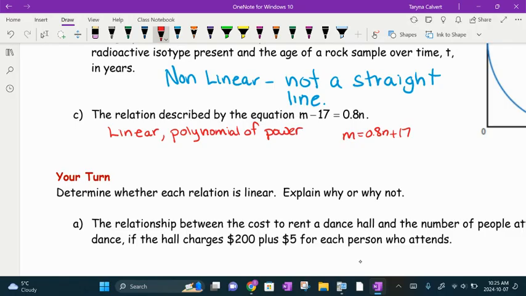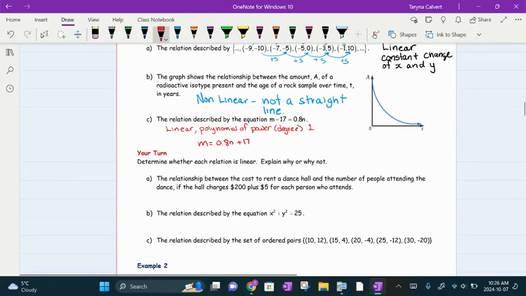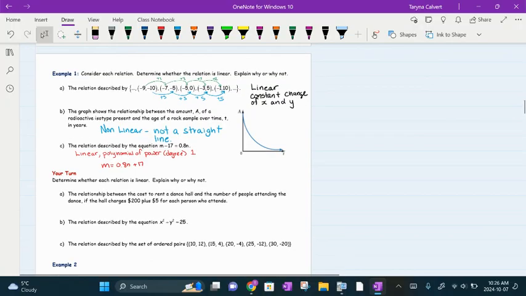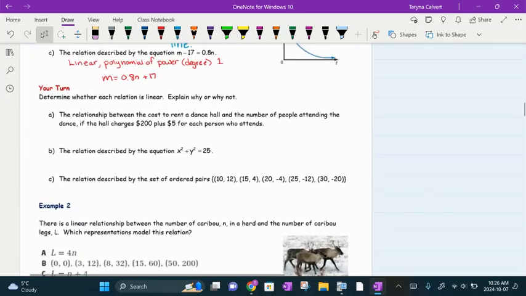So you guys like using the word power. And then just so you have that example, those two things are the same thing. Right, so you guys go ahead, do the your turn.